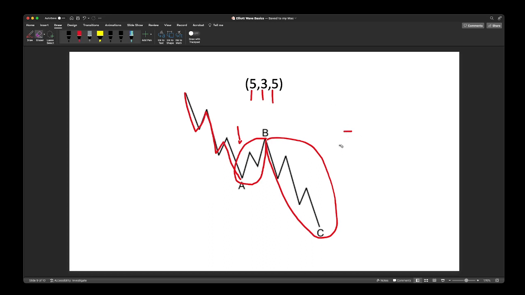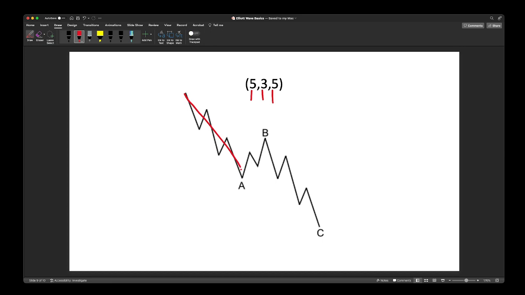Usually, what makes this unique is that waves A and C tend towards equality. So that's a guideline. A and C make equality. Sometimes a little bit more, but more often than not, it's a 1-to-1 ratio. Attached by this B, this A, B, C.